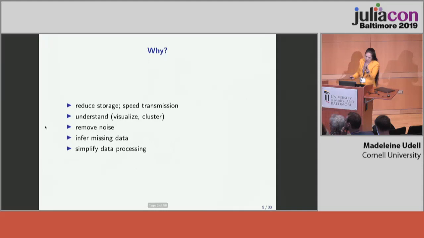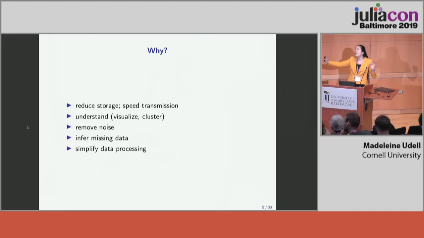But so once again, why? I'm doing this to reduce storage, maybe. I'll store XY instead of the original data table A. I'll use this to understand my data, to visualize or cluster. I'll use it to remove noise. Maybe the XY is actually better than my original data A. I might be using it to infer missing data or to simplify data processing, by using these vector representations of my examples instead of the original heterogeneous messy data.